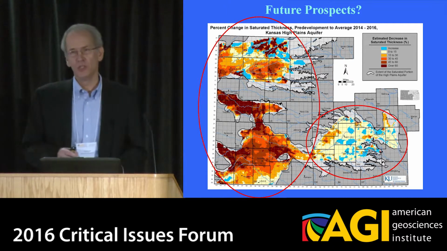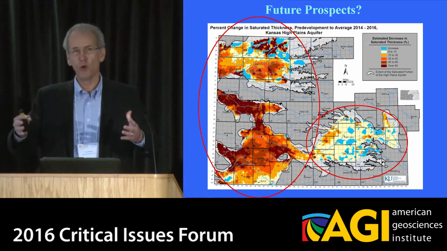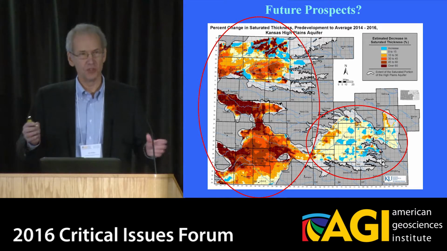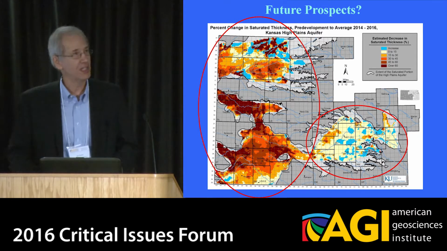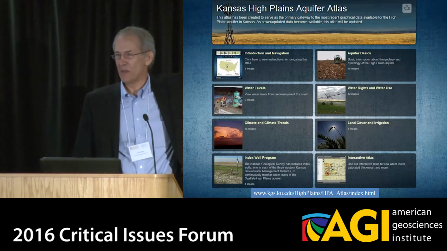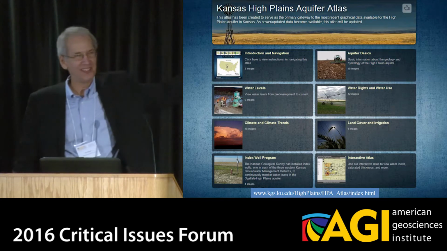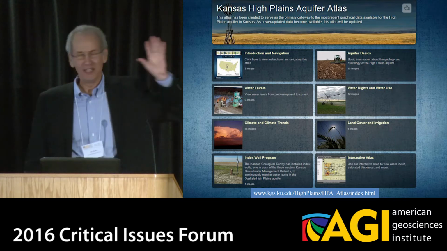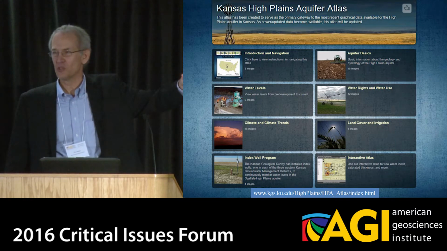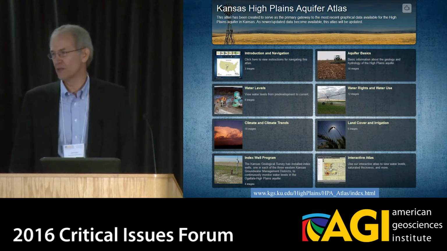But in order to implement these types of reductions, we have got to have the data so that folks have confidence that they're going to produce the projected amount. So we need to emphasize data collection in our efforts as a community if we're going to make a difference. And speaking of data, the Kansas High Plains Aquifer Atlas. I used to have refrigerator magnets. I've run out, but if you want one, send me an email and I'll try to dig one up. So we have a data page here on the Kansas Geological Survey website for all sorts of information on the High Plains Aquifer in the state.